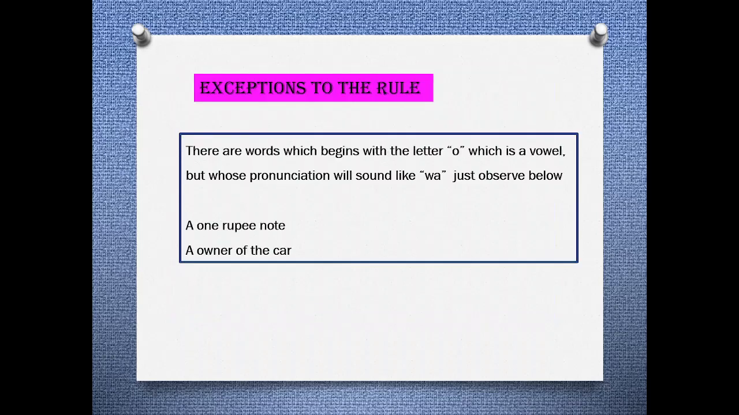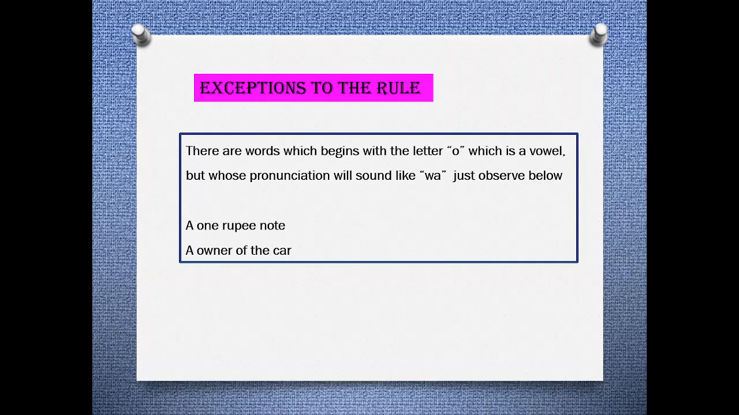Then again, there are certain other exceptions to the rules. There are words which begin with the letter O, which is a vowel, but whose pronunciation will sound like va. Just observe below. A 1 rupee note. We don't say on rupee note. It is a 1 rupee note. You pronounce it as va. So that's why we are using a.